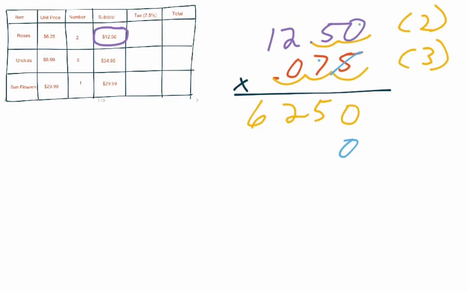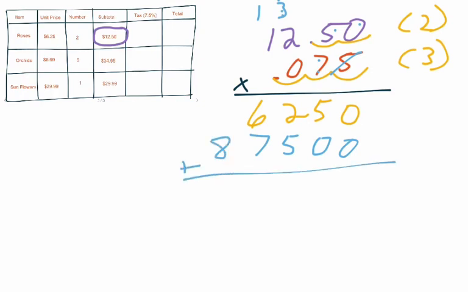7 times 0 is 0. 7 times 5 is 35, so I put a 5, carry the 3. 7 times 2 is 14, 15, 16, 17, once we add the 3, carry the 1. 7 times 1 is 7, plus 1 is 8. I can actually stop there because my next multiplication was going to be zeros, so I just get a row of zeros, and that's not really going to change my answer. So now I just need to add this up.